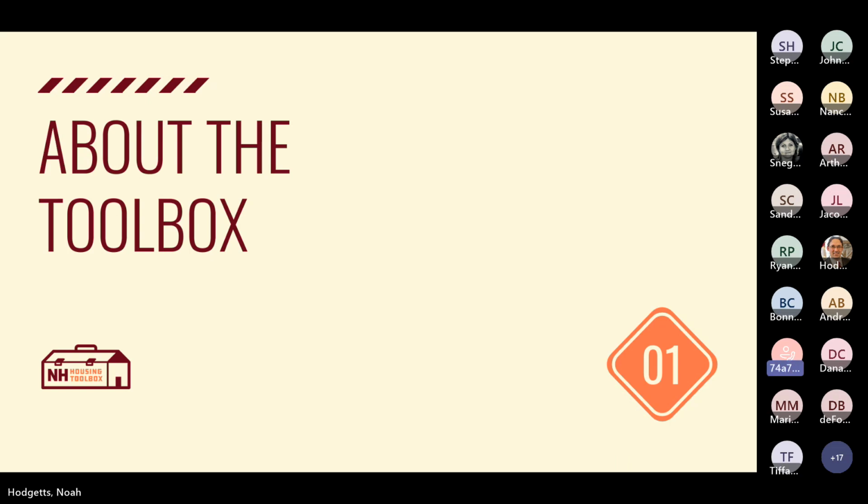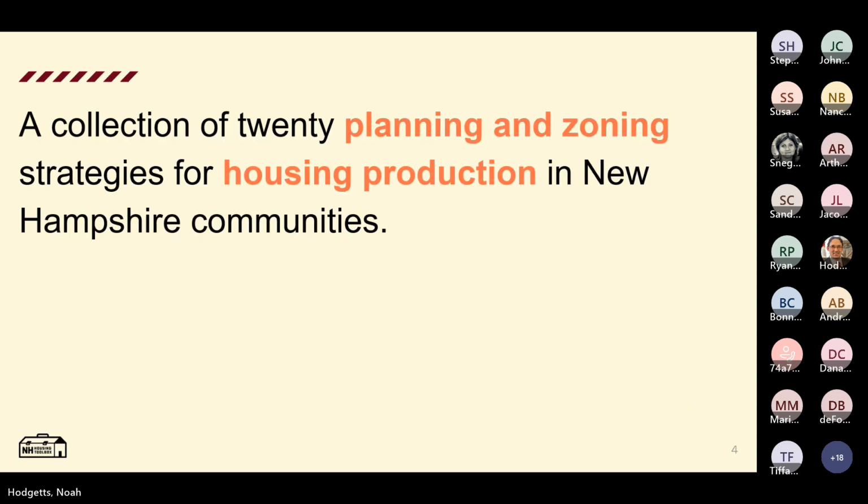This is a series of presentations from something called the New Hampshire Housing Toolbox. But what is that? I'll give a brief introduction. It's a collection of 20 planning and zoning strategies for housing production in New Hampshire communities. These are specifically local things that local governments can do, from broad strategic approaches to specific regulatory approaches. We're framing them around housing production. That's the goal of this toolbox, to focus on production.